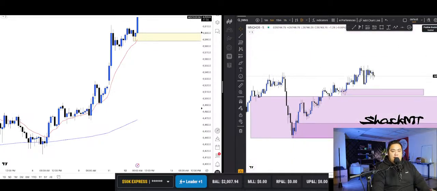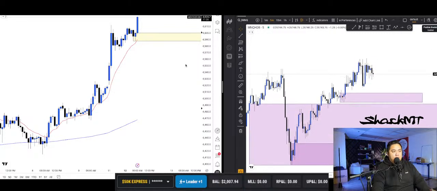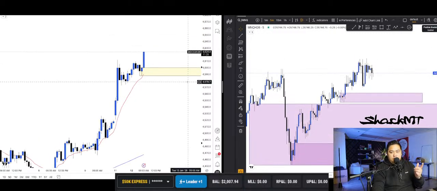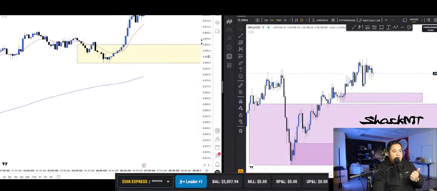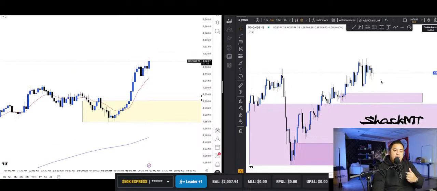Okay. I like the NQ setup a bit more. I still have gold on my other screen. So I'm going to let that run and wait for a retracement into that 1 hour demand zone.